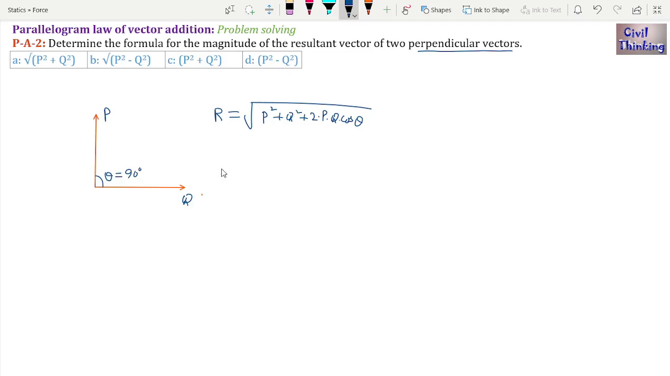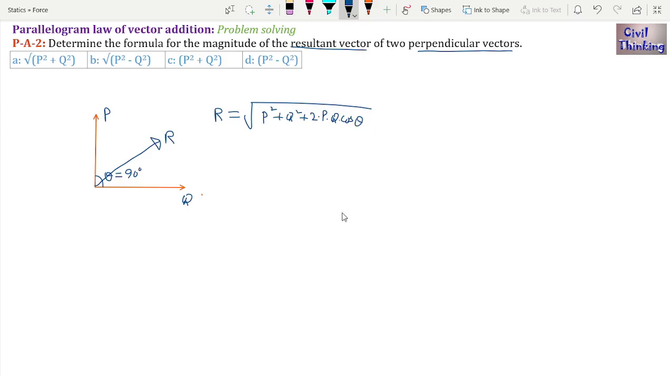Now we have to find the magnitude of the resultant vector. We know the resultant will be between them, right? Now this is the magnitude of P vector square plus magnitude of Q vector square plus 2 times magnitude of P, magnitude of Q multiplied by the cosine of the angle between the two vectors.